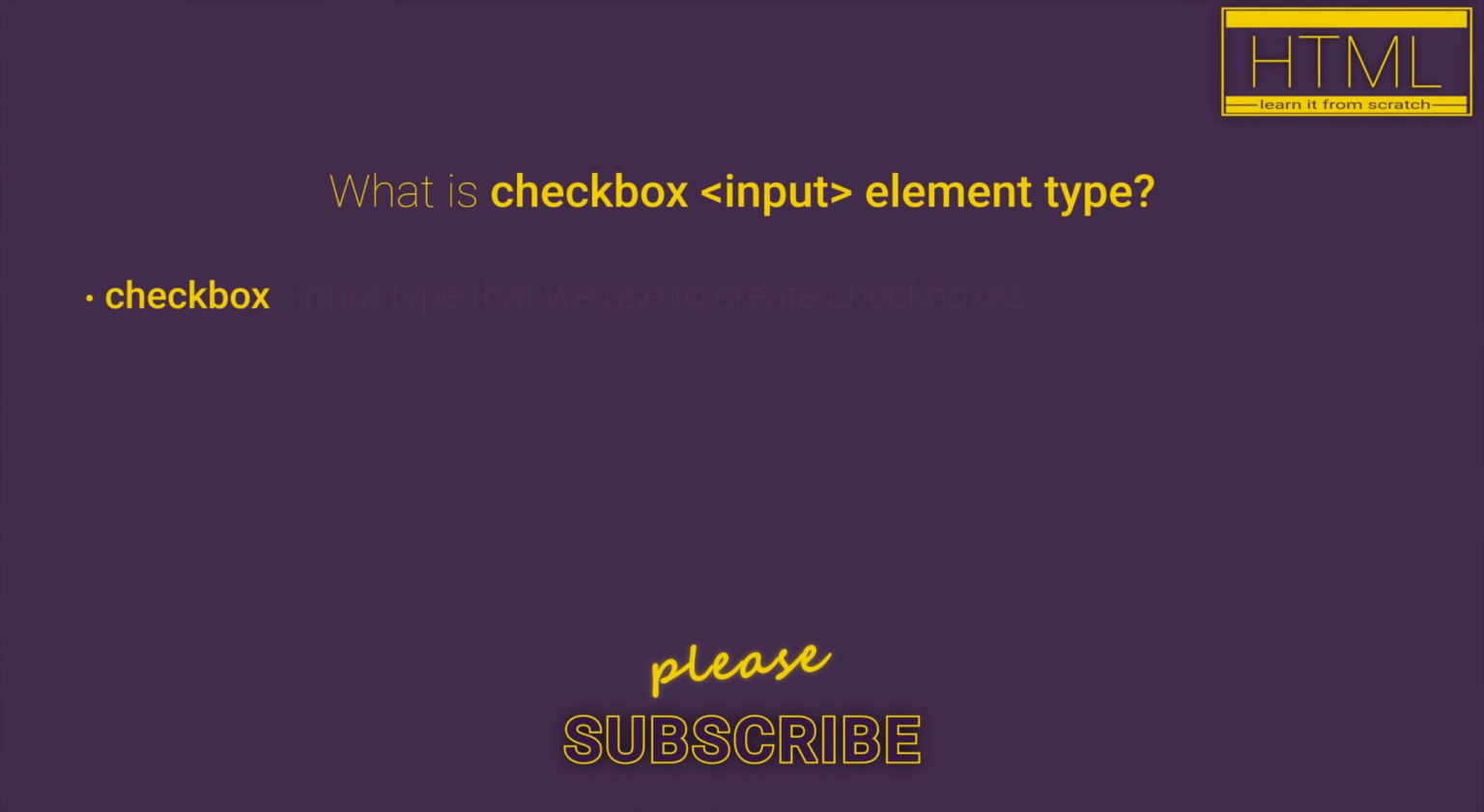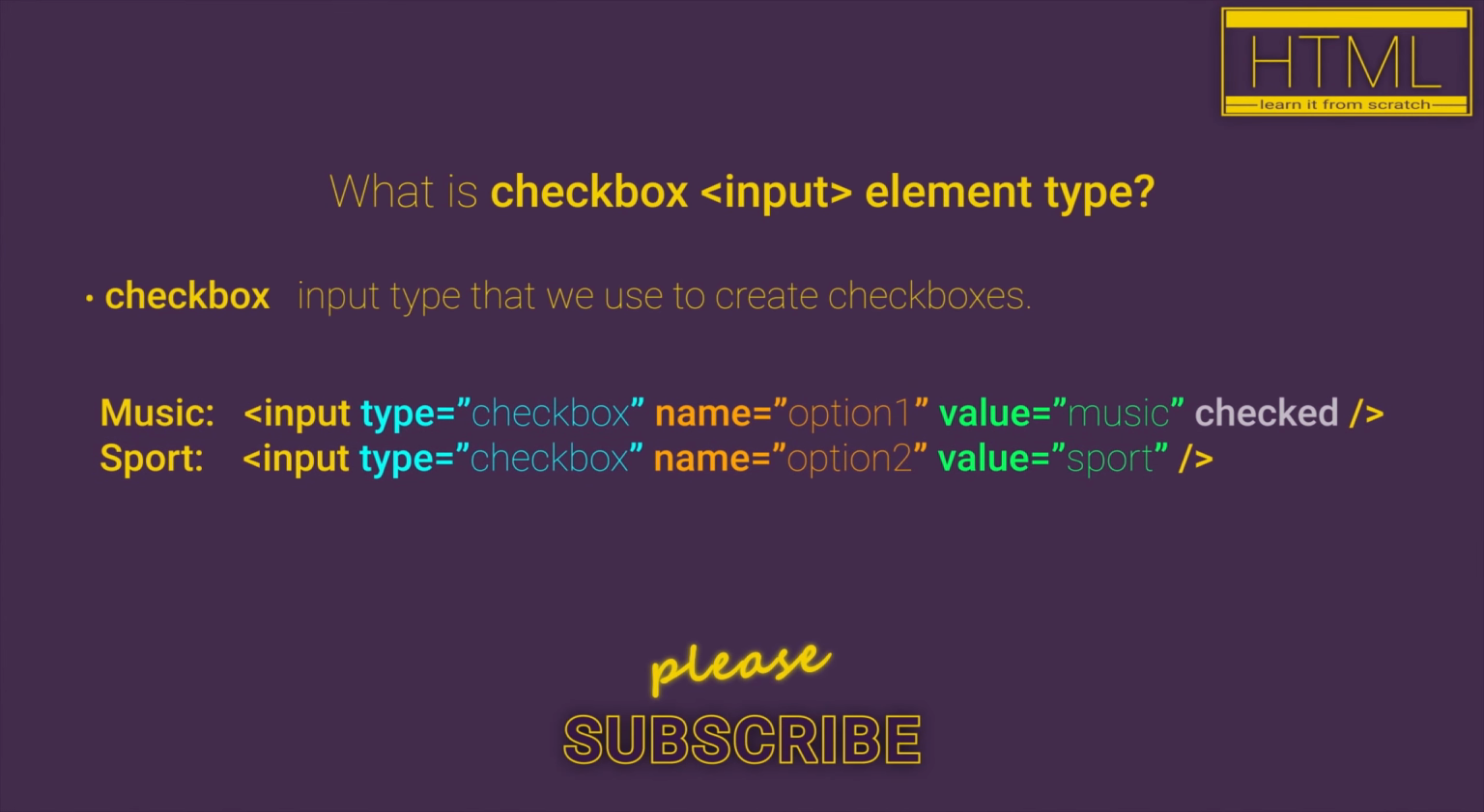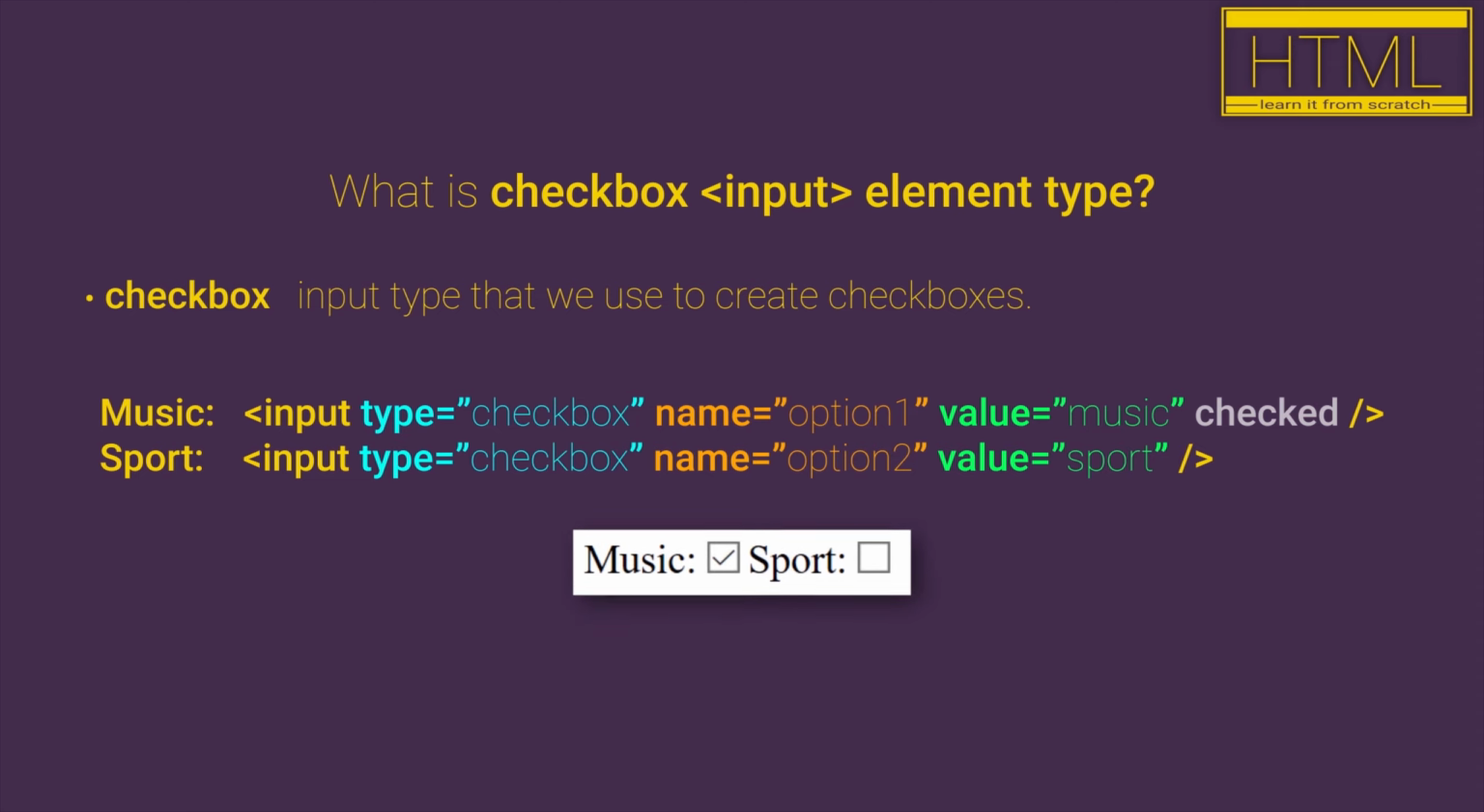Checkbox input type is input type that we use to create checkboxes. Checkboxes are elements that allow us to check one or more options from a list of available options. HTML attribute that we can use with the checkbox is checked, which defines what checkbox will be initially checked.